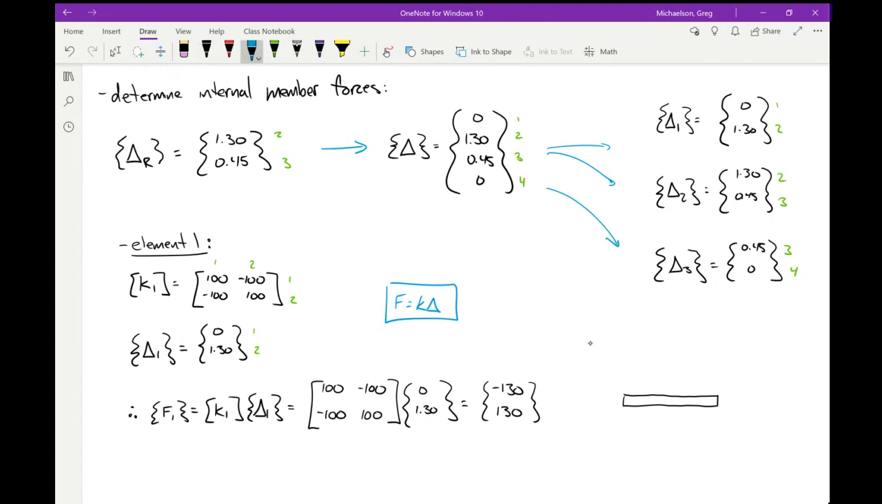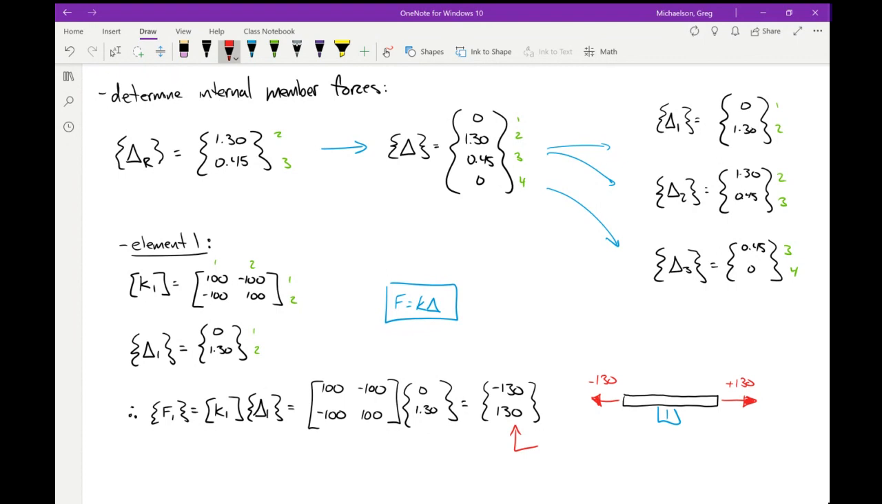Here's element 1. I got a force here that's negative 130 and a force here that's positive 130. That negative 130, which way does it point? To the left. What about that positive 130? Which way does that point? That's right. That's going to point to the right.